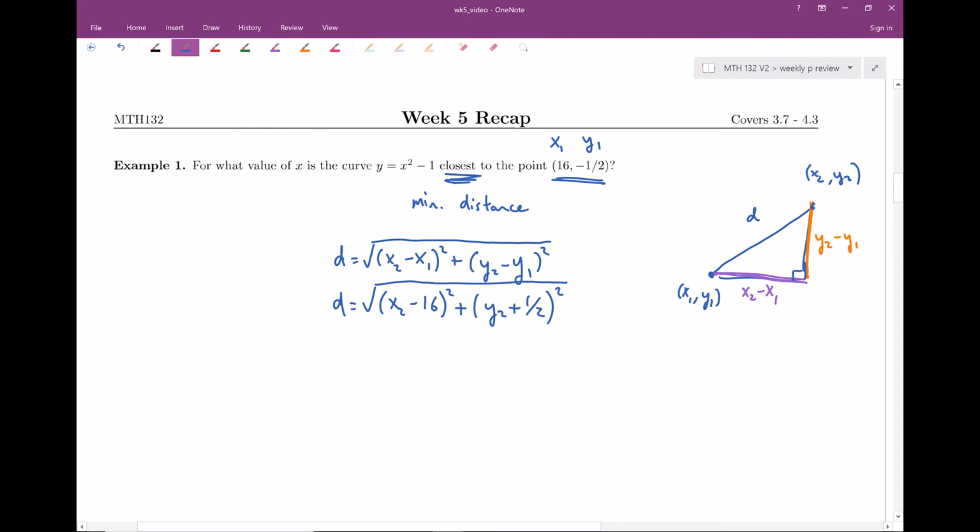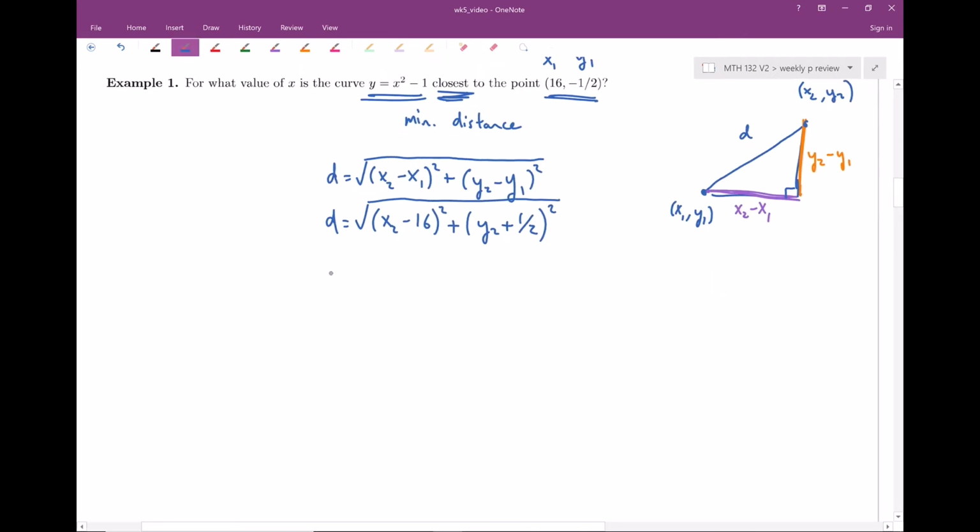So that point is fixed, and then the other point is not just anywhere in space or in the plane, right? It's on this curve. So we know that the x and the y are related to each other. So I'm just going to rename x2 as good old x.